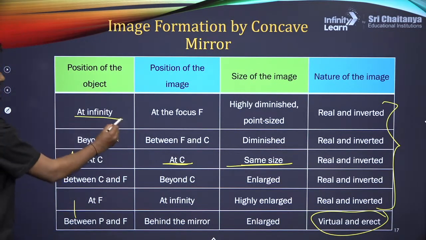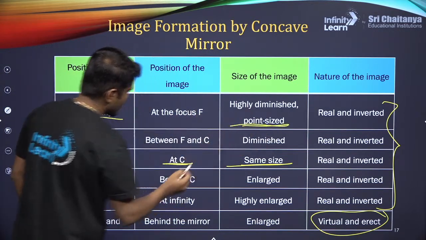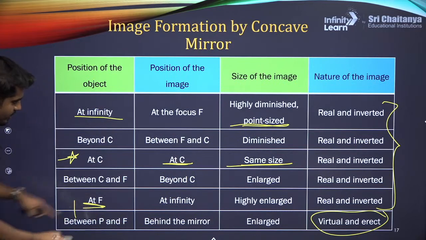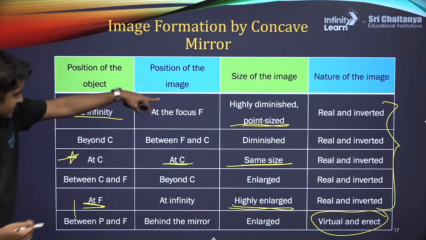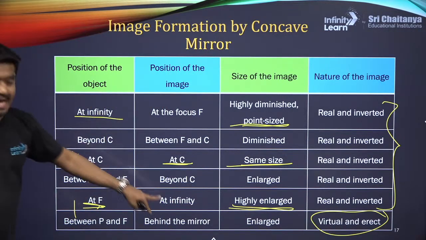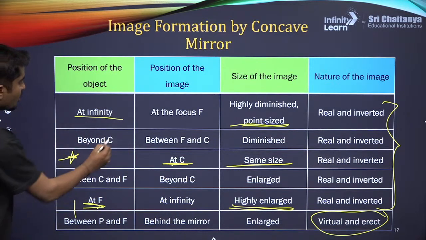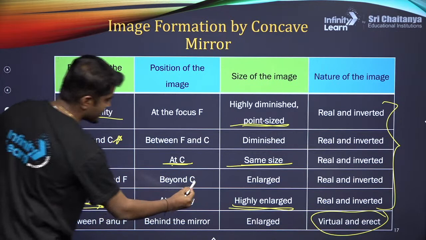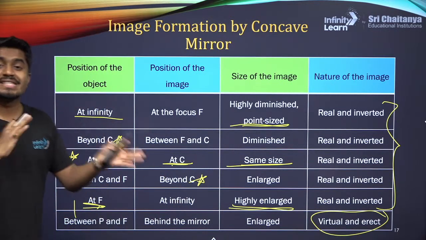At infinity, there is a point size or highly diminished image. If you place the object at focus, the image is going to be highly enlarged. Can you see? They are going to map: focus to infinity, center of curvature to center of curvature. This is beyond C and this one is beyond C. You can see the mapping, so that is very symmetric.